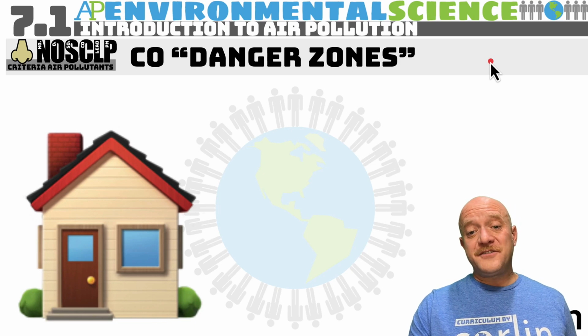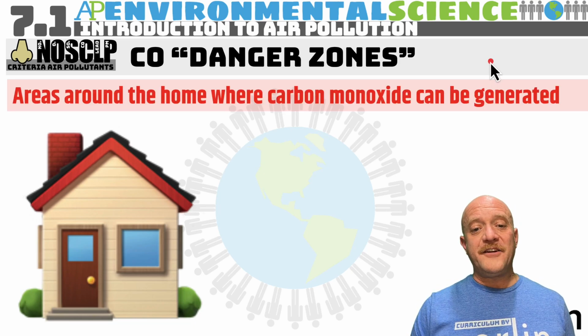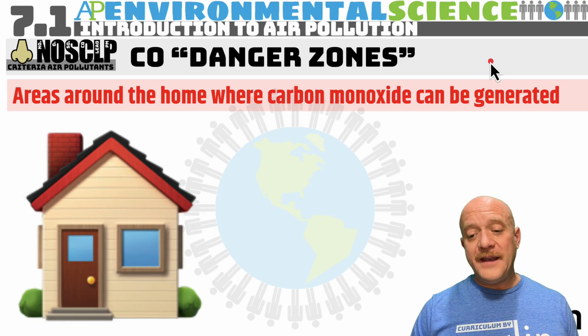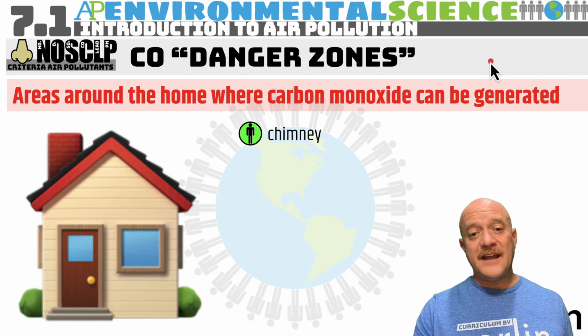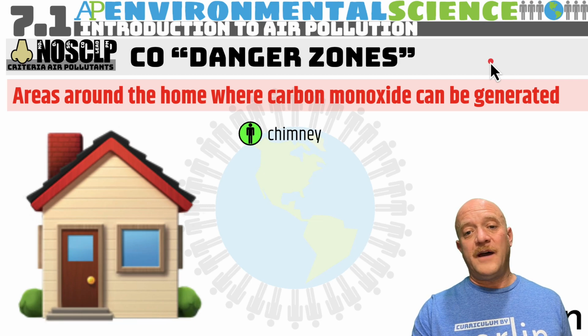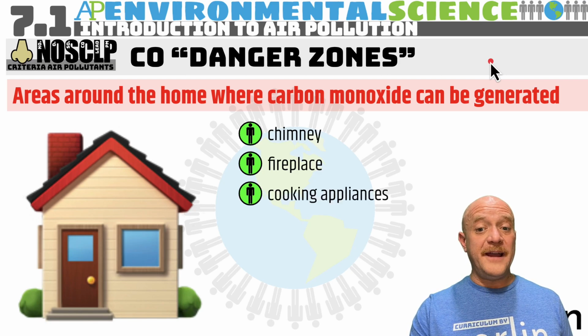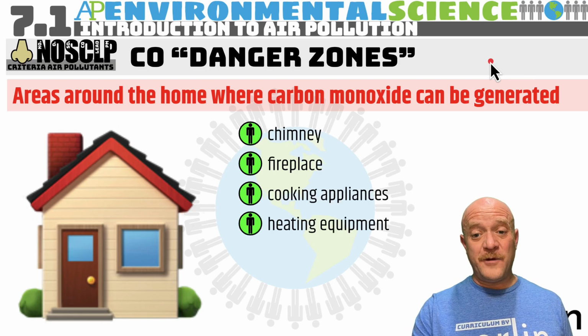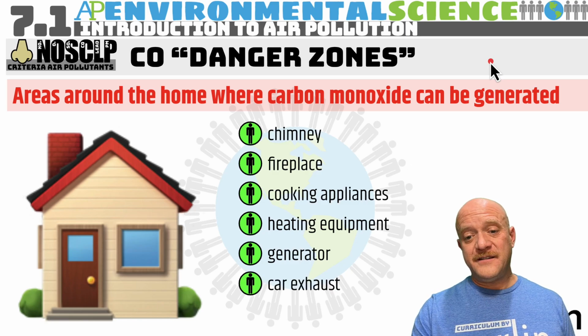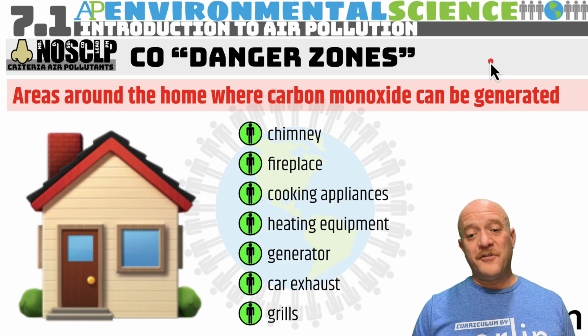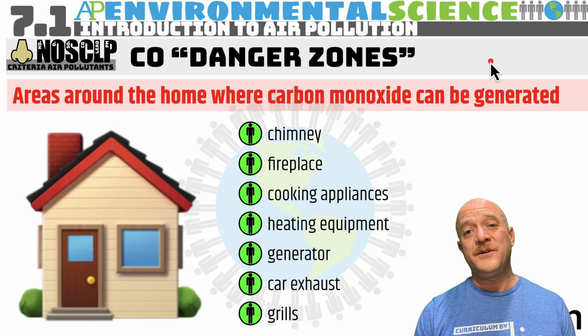Now, there are some danger zones in our homes, and these are areas around the home where carbon monoxide can be generated. So anytime you are doing some of those activities, like burning wood or any organic material, it can come through the chimney, the fireplace, cooking appliances, heating equipment, generators, car exhaust, and grills. The last three are very important to pay attention to.